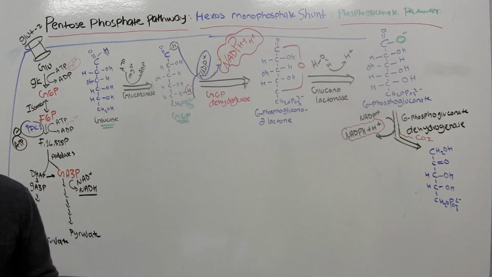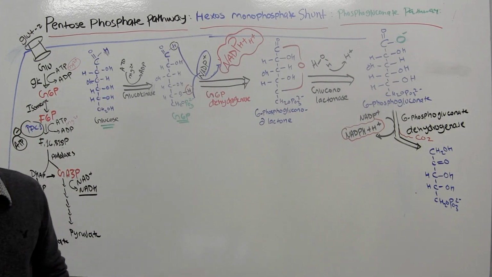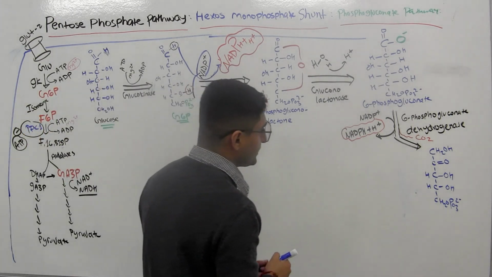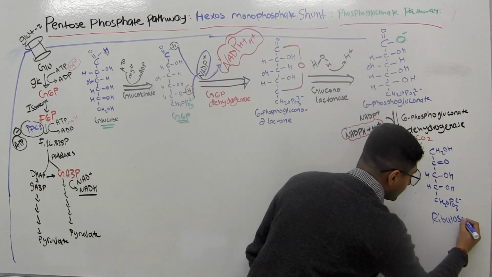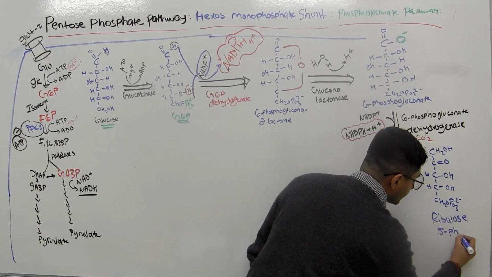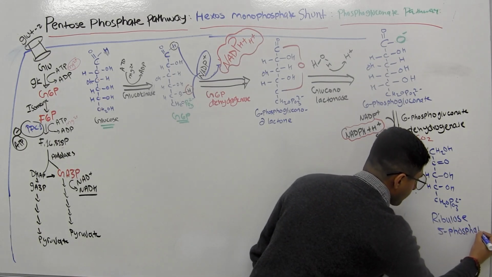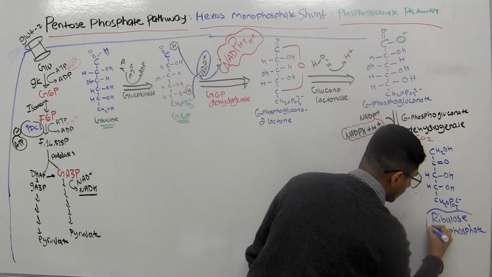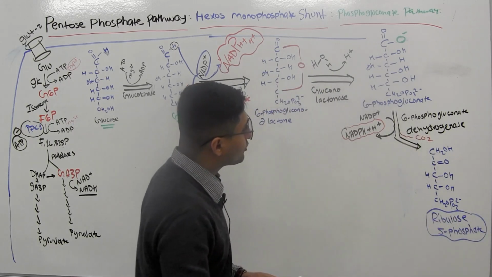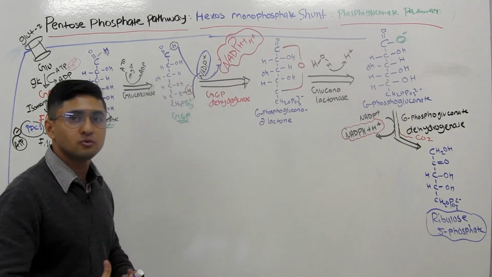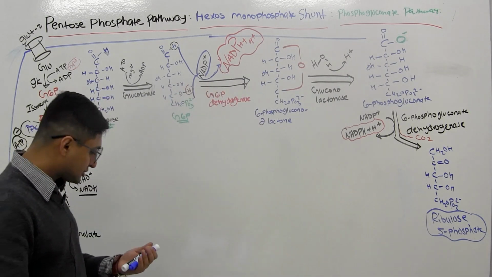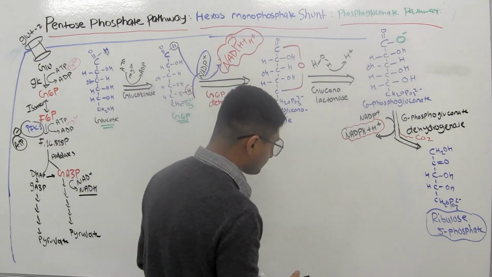And this compound that you guys are seeing right now is called ribulose 5-phosphate, guys. This is that compound called, all right? And so far we have been doing the oxidative pathway, right? Oxidative means what? We're removing the electrons. That's what we've been doing so far.